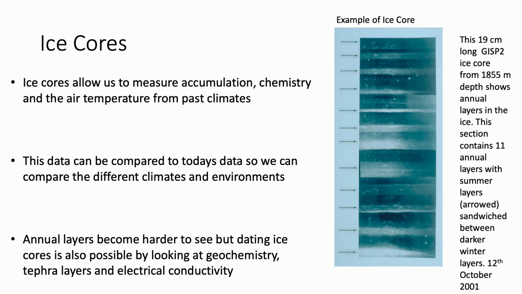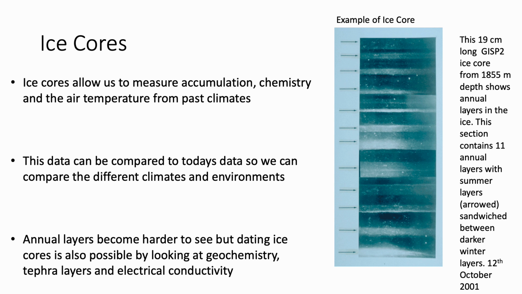Moving on to chemical evidence, which are ice cores. Ice cores are a way of giving evidence that ice ages have occurred for a geological period, rather than, like physical evidence, just showing that there was ice on the planet. Ice cores allow us to measure the accumulation, chemistry, and the air temperature from past climates. This data can be compared to today's data, which means we can compare the different climates and concentrations of greenhouse gases. We can use this to see the ice lasted a significant amount of time.